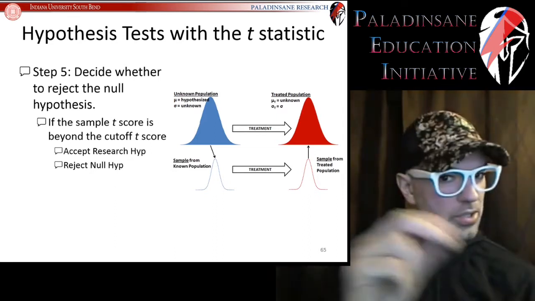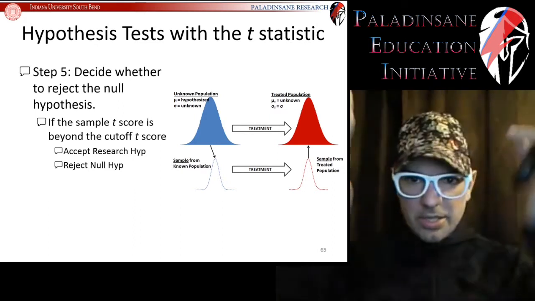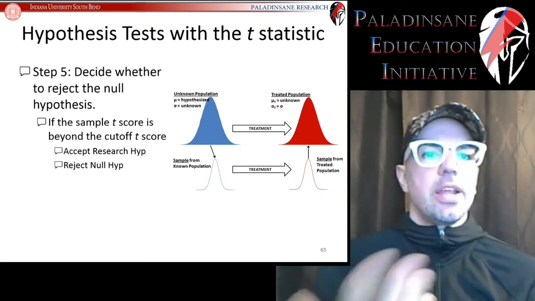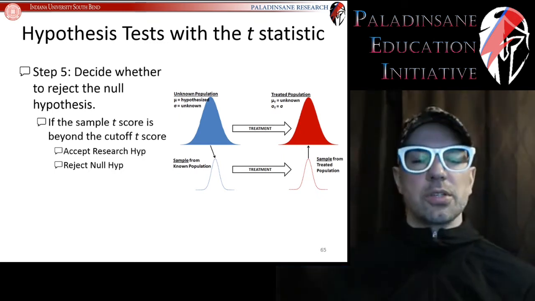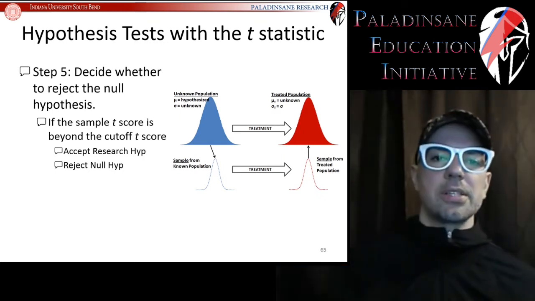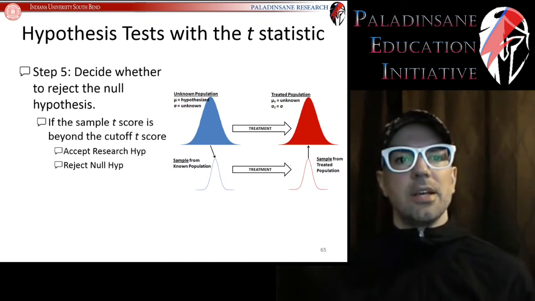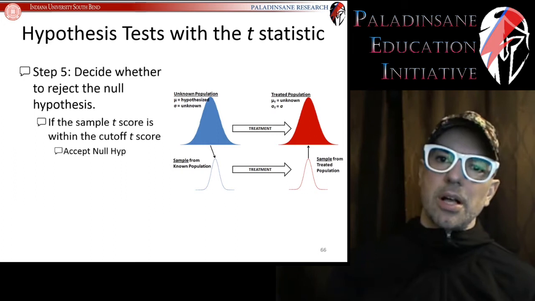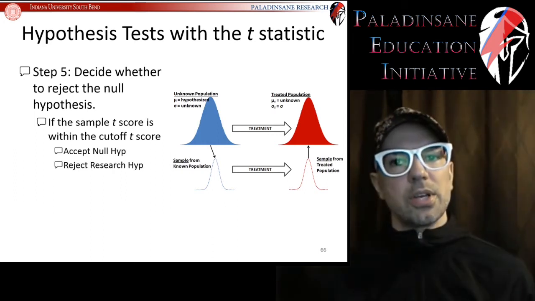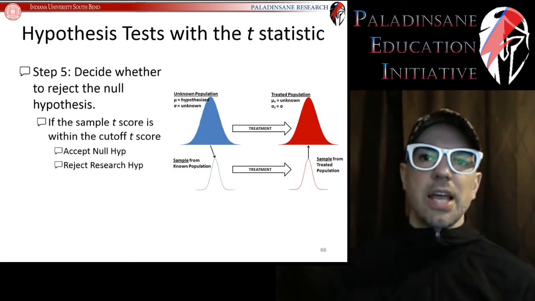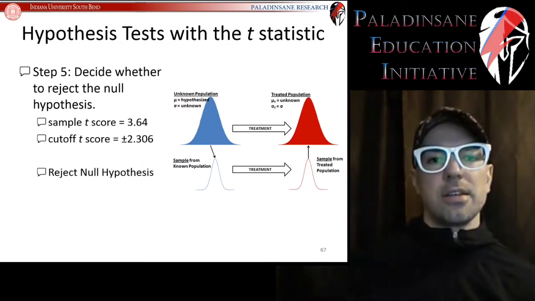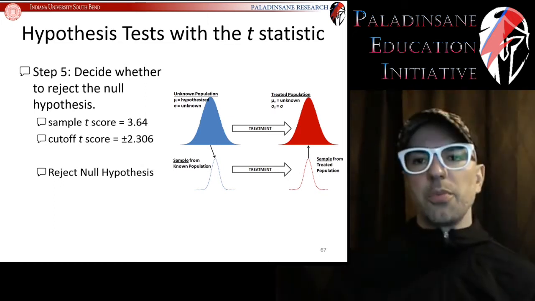So make sure that you still continue to draw out your t-statistic, draw those lines, find out where your sample is, and then determine if the sample t-score is beyond the cutoff t-score. If so, we're going to accept the research hypothesis and reject the null hypothesis. If the sample t-score is within the cutoff t-scores, we're going to accept the null hypothesis and reject the research hypothesis. As it turns out, our sample t-score is 3.64. That went beyond our cutoff t-score of 2.3.